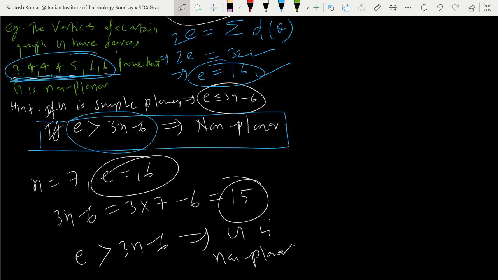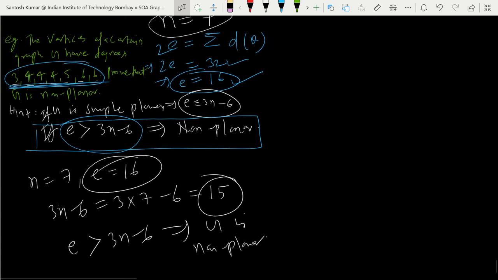So you have to calculate E and n. n was given, and the degrees of vertices were given. So you can use the degrees of vertices to find the number of edges, and then you can put them into the inequality, and that is what we get.